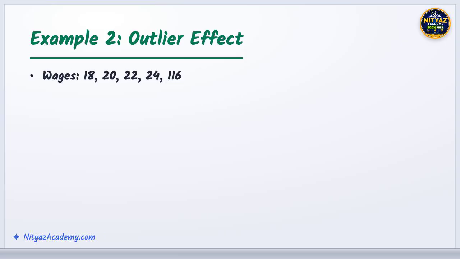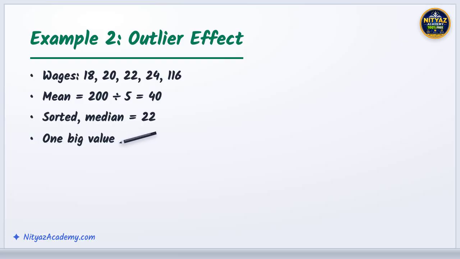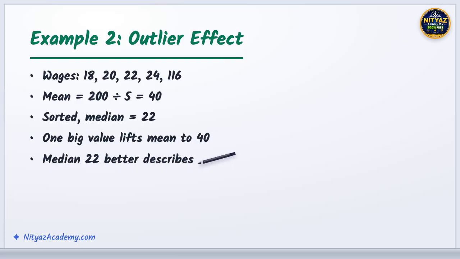Hourly wages are 18, 20, 22, 24, and 116. The mean is 200 divided by 5, which is 40. But the median, the middle value, is just 22. See how that one large value, 116, pulls the mean all the way up to 40? 22 describes the typical worker far better. This mean versus median question is a classic SAT setup.